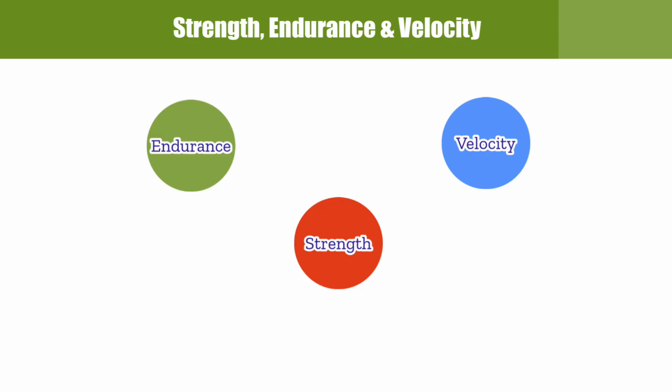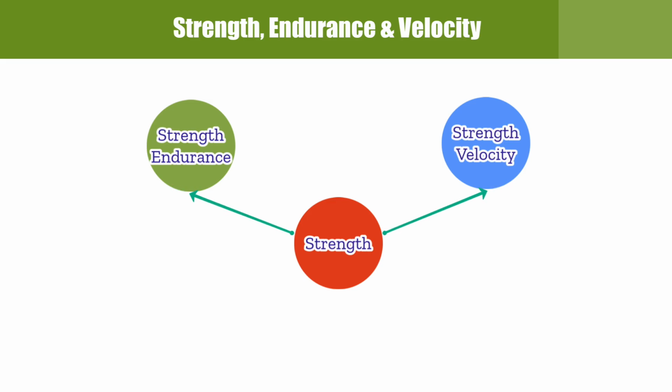Every sport movement involves strength, which serves as the central component. At one extreme lies strength endurance, and at the other, strength velocity or strength speed. What separates these two capacities is the level or intensity of muscle contractions.